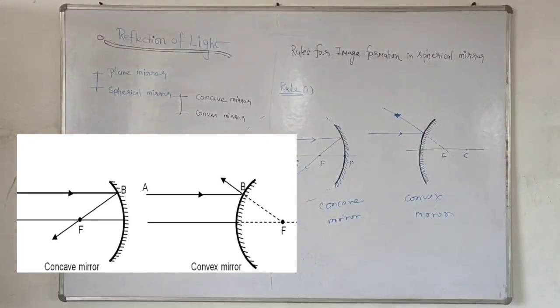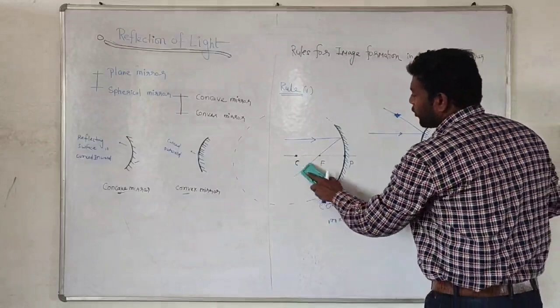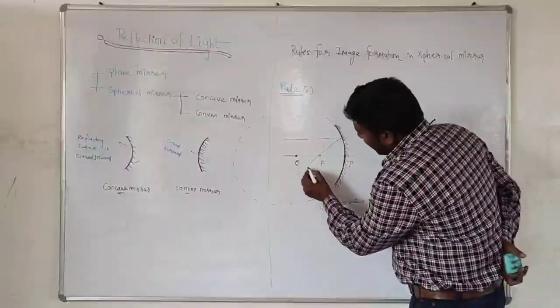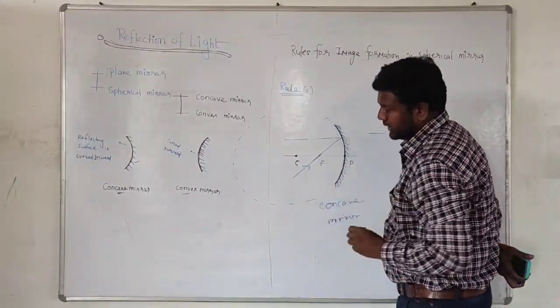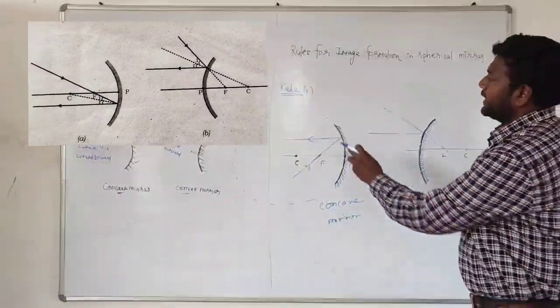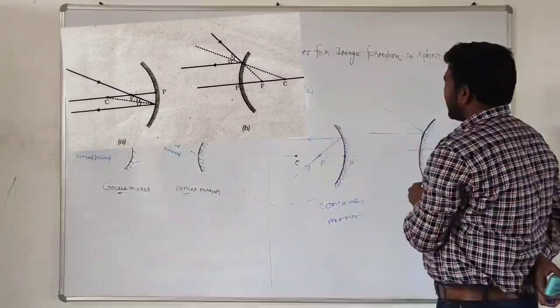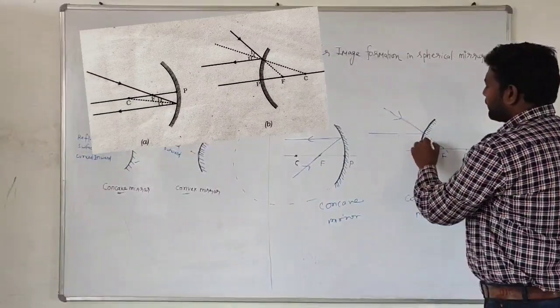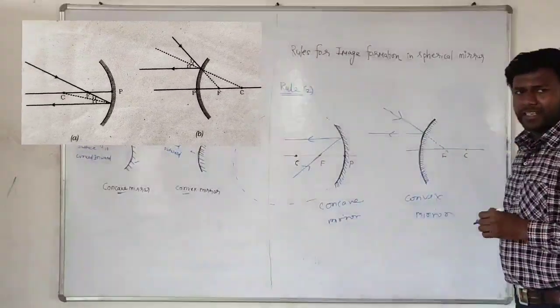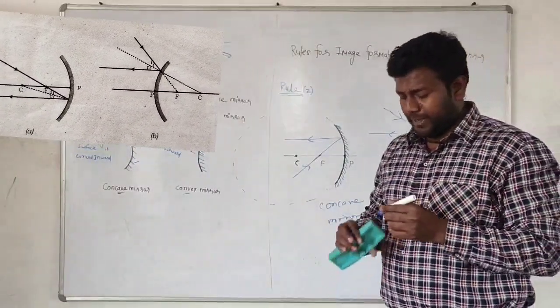Now we move on to the second rule. The second rule is the opposite of the first rule, in which when a ray of light passes through the focus, after reflection it becomes parallel to the principal axis. This is rule number 2. Similarly, in the opposite case, when a ray of light passes through or appears to pass through the focus, after reflection it becomes parallel to the principal axis.